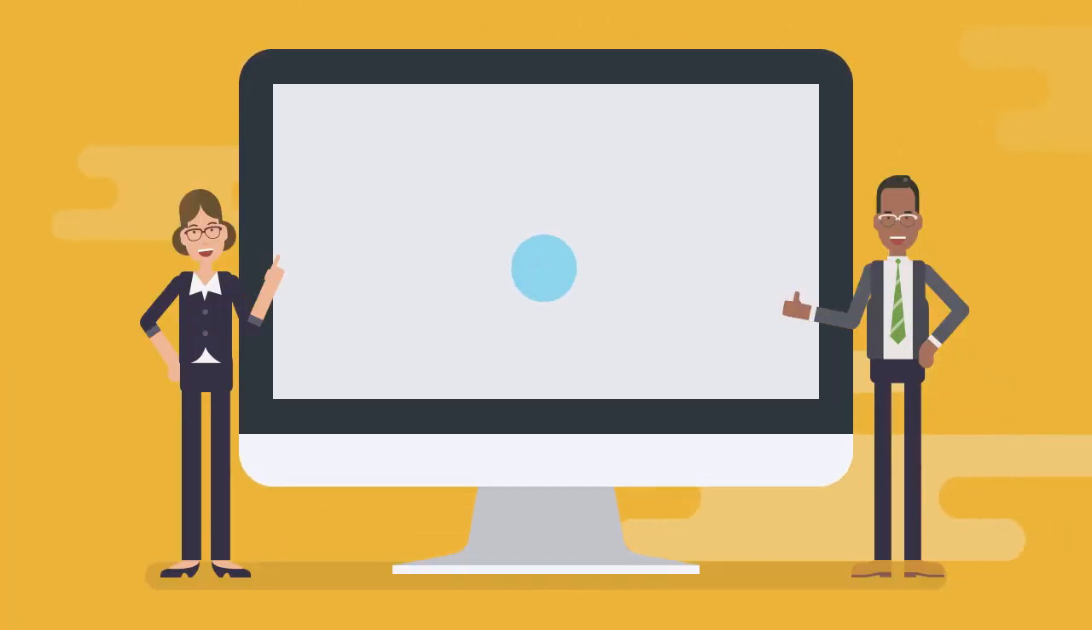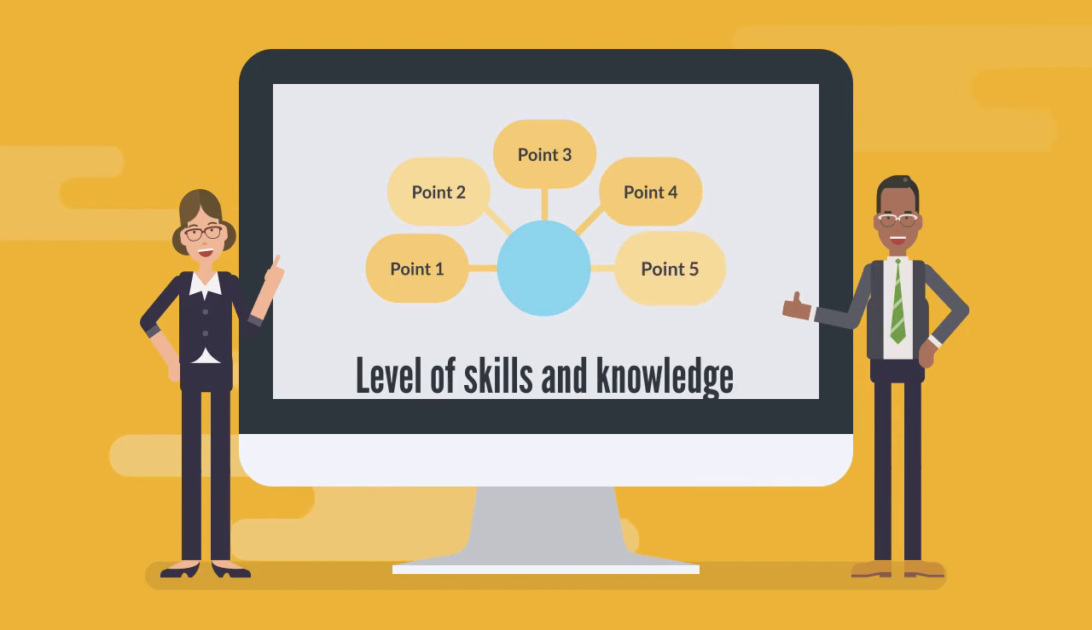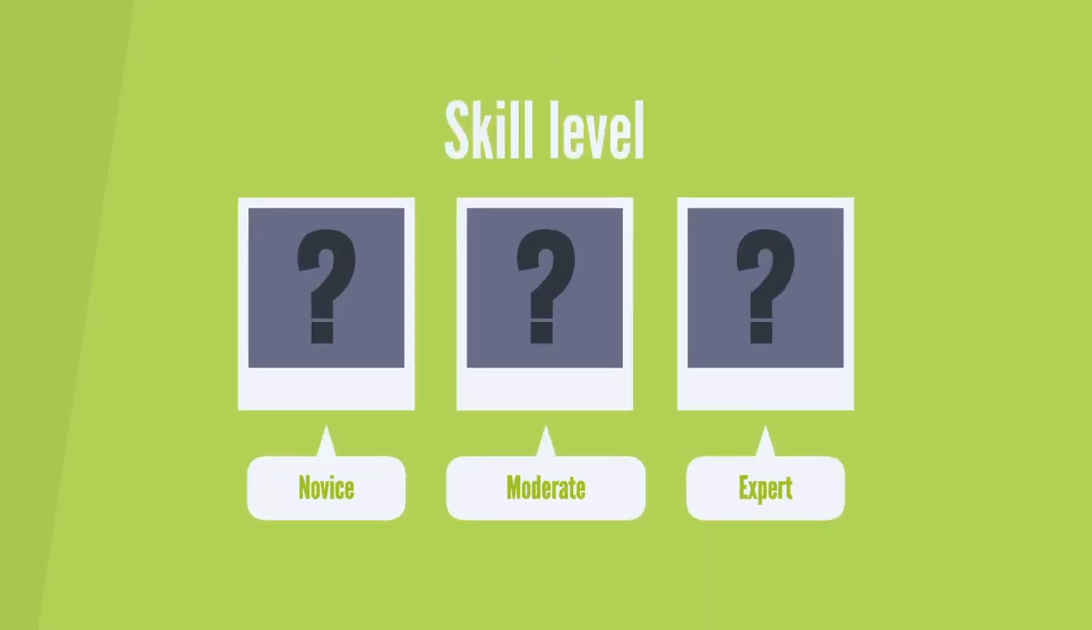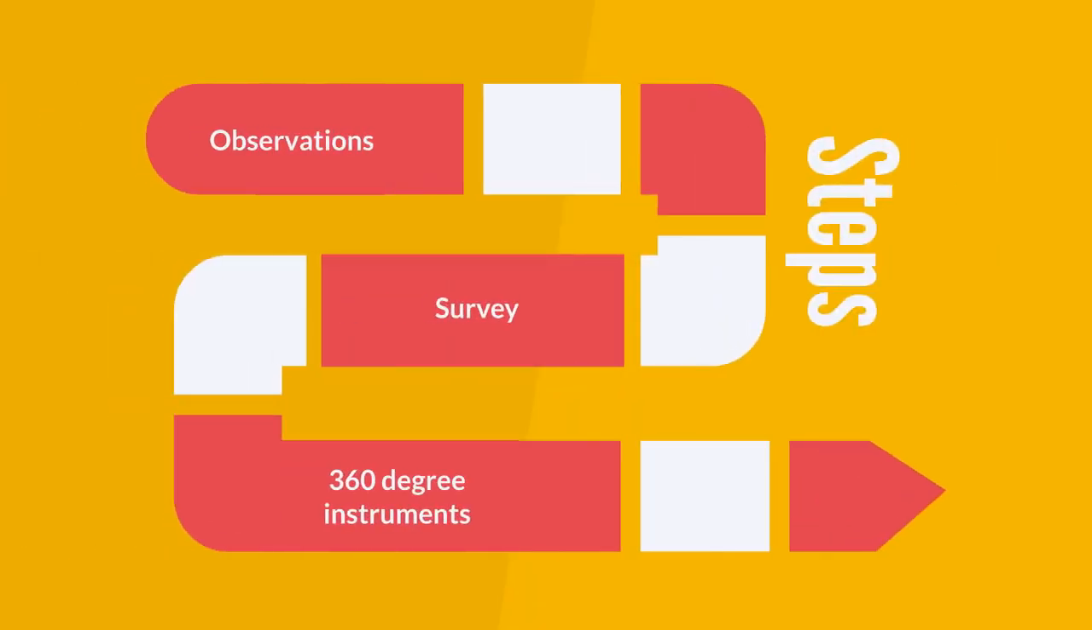And last, identify the incumbent's current level of skill or knowledge. What level of skills and knowledge do employees who are doing the job right now possess in each of the areas identified? You may accomplish this step in the process by observation, surveys, 360-degree instruments, or interviews.